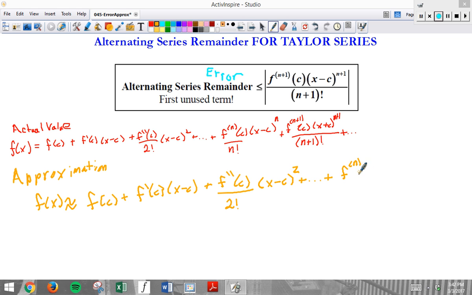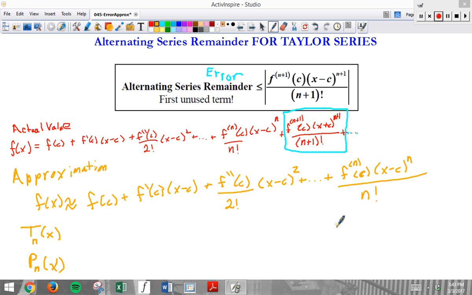So my approximate value for the Taylor series, if I stopped at n, that would be the approximation. And what this formula is saying is that this becomes the error. This becomes the first unused term. There's many, many other unused terms, but that's the first one. So that's why that's the error. And that would be the approximation. So again, that's like the Taylor polynomial, like I was just saying in the last one. That's the Taylor polynomial with degree n. Sometimes you'll see this P sub n.